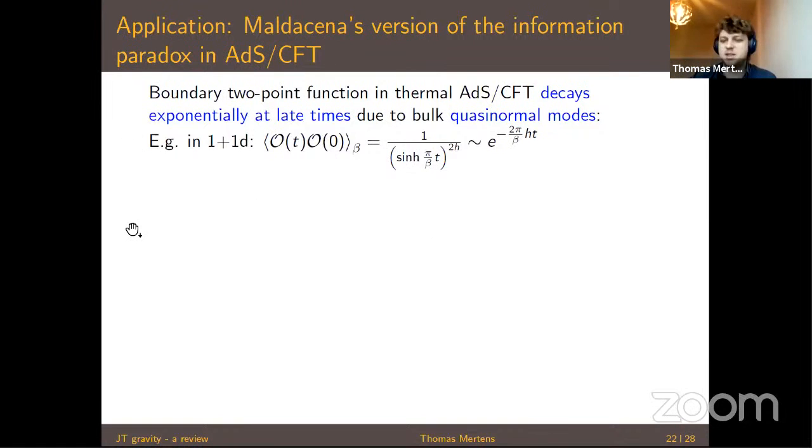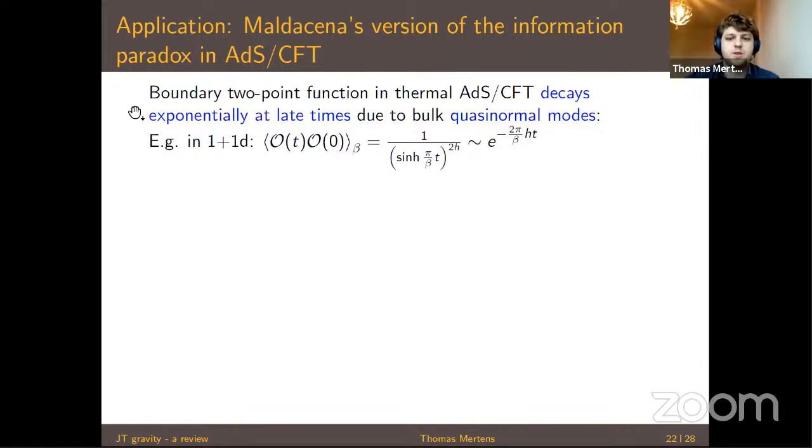Well, this is the final application that I want to talk about of this JT gravity as a random matrix integral, which is Maldacena's version of the information paradox in AdS/CFT. So I'll first briefly remind you of what this version of the information paradox actually is.